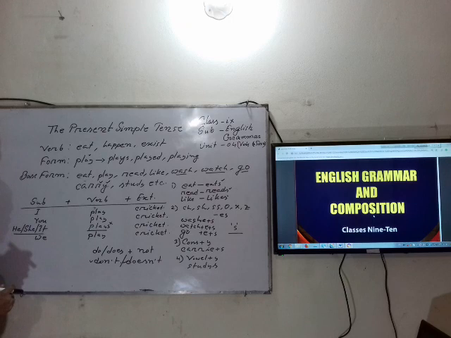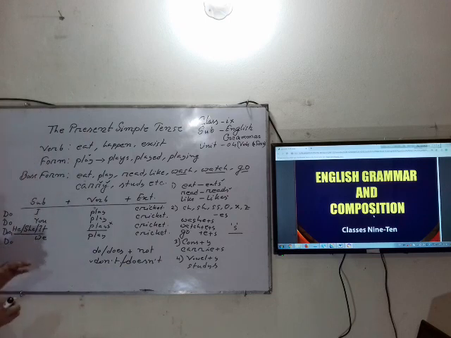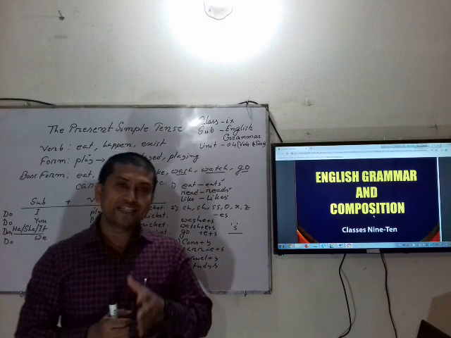Now come to the next point. We can easily make the present simple tense interrogative. To form the present simple tense interrogative, at the start of the sentence, use do or does, and put a question mark. So let's practice. Do I play cricket? Do you play cricket? Does he, she or it play cricket? And do we play cricket? Thus we can make present simple tense affirmative, negative and interrogative.